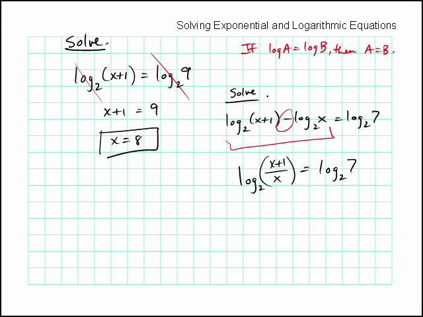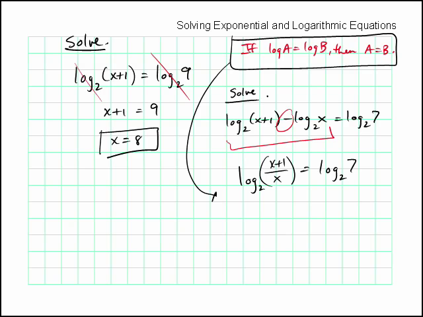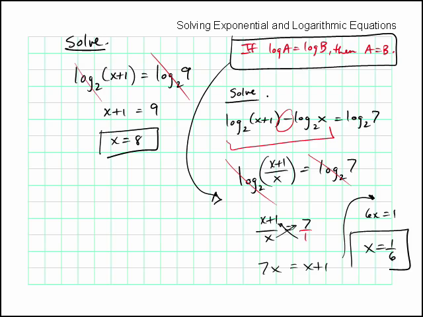Now that I have a log equaling a log, I can use this property here. These logarithms, in a sense, sort of just go away, and I've got x plus 1 over x equals 7. To solve that equation for x, I'm going to put a 1 under the 7 and cross multiply. 7x equals x plus 1. Let me move this up here. 6x equals 1. Our solution here for this equation is 1/6. So we've got our answer, 1/6.